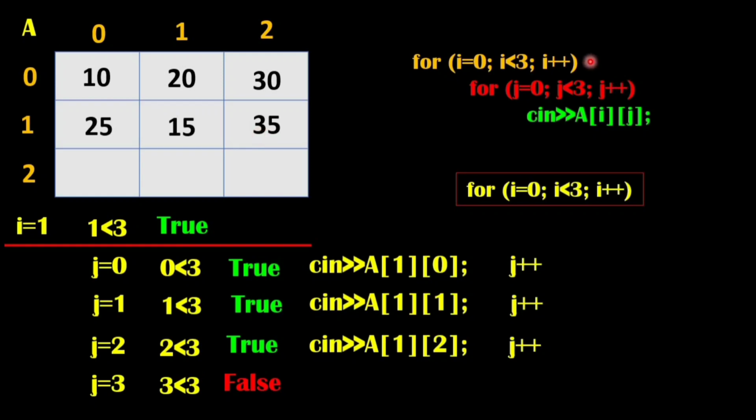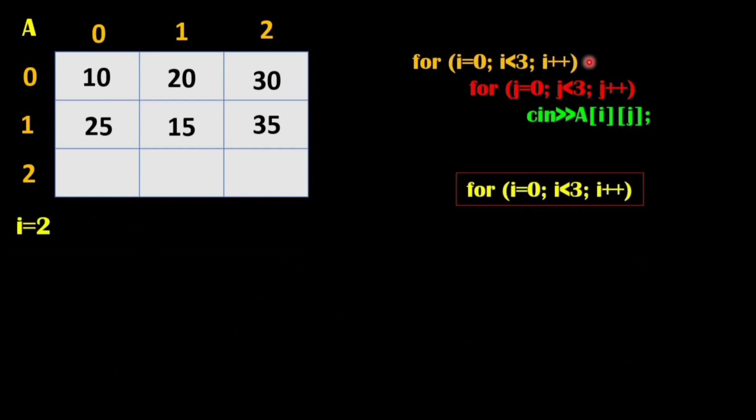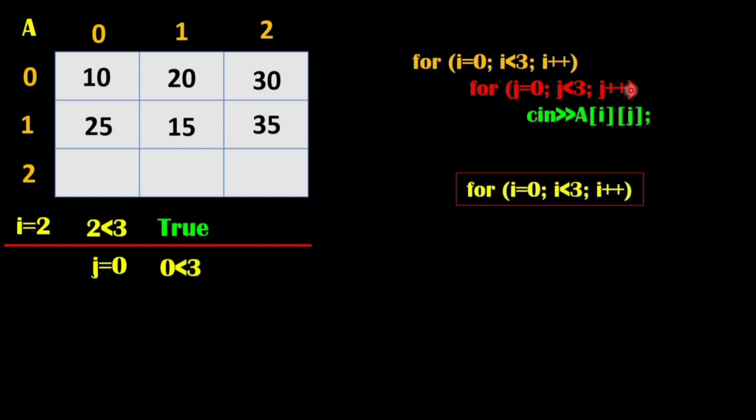So the j loop will stop there. It will go back to i again. So the i value will be incremented. Now i became 2. It was 1 before. So i is equal to 2. 2 is less than 3, that is true. So it will go inside the first loop. So we have another for loop inside the first loop. So j is equal to 0. 0 less than 3, that is true. Cin a[2][0]. You have to enter a value.